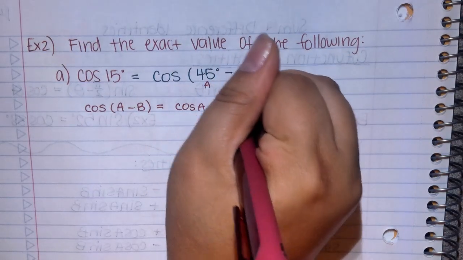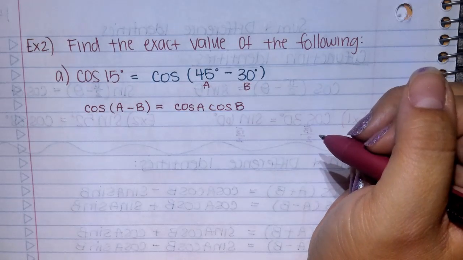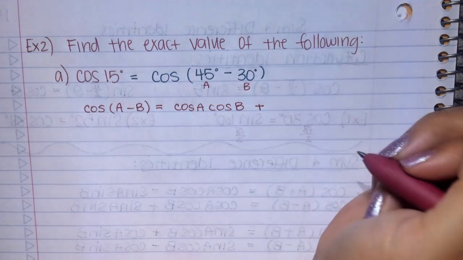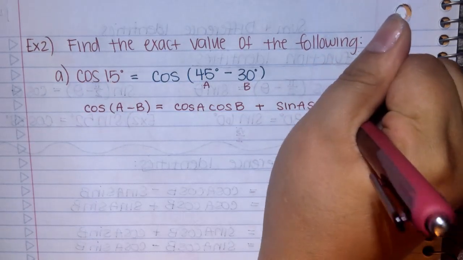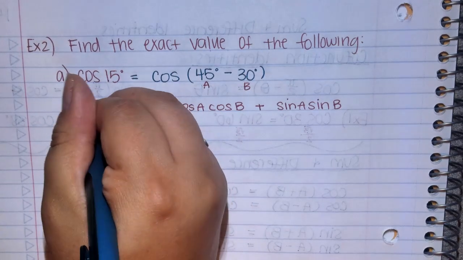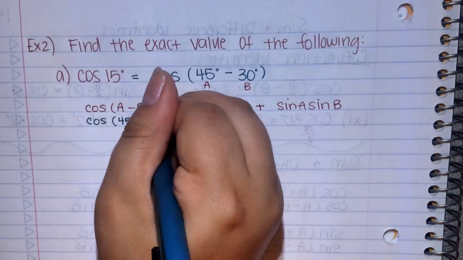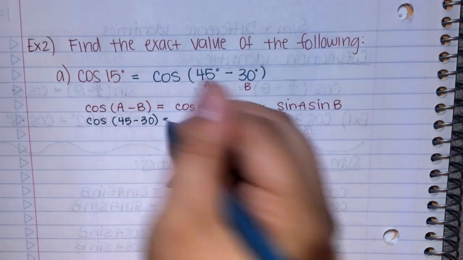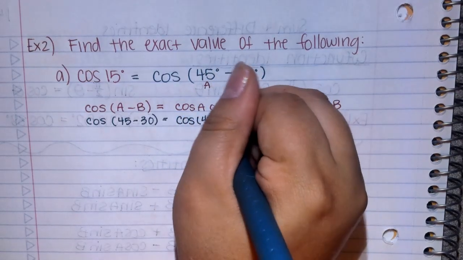Cos A cos B, and it's going to be plus, because it's opposite for cosine. And then sine A sine B. Remember, it'll always be AB. And now I'm going to substitute in ours. The cosine of 45 minus 30. Everywhere there is an A, I'm going to put 45. Everywhere there's a B, I'm going to put 30.